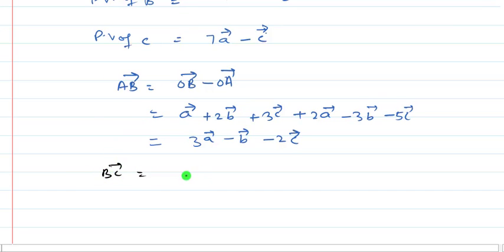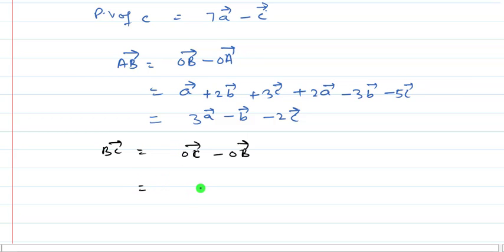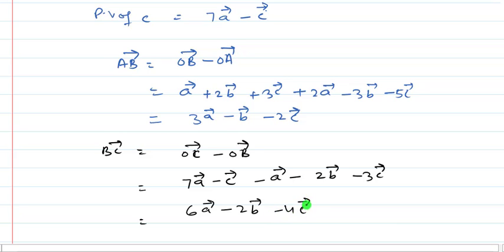Vector BC is OC minus OB. So OC we are having with us as vector 7A minus vector C, and OB as vector A plus vector 2B plus vector 3C. Let us write the values of OC and OB. OC is vector 7A minus vector C, and OB is this, so it will be minus A vector minus 2B vector minus 3C vector. So on calculation we are getting vector 6A minus vector 2B minus vector 4C.